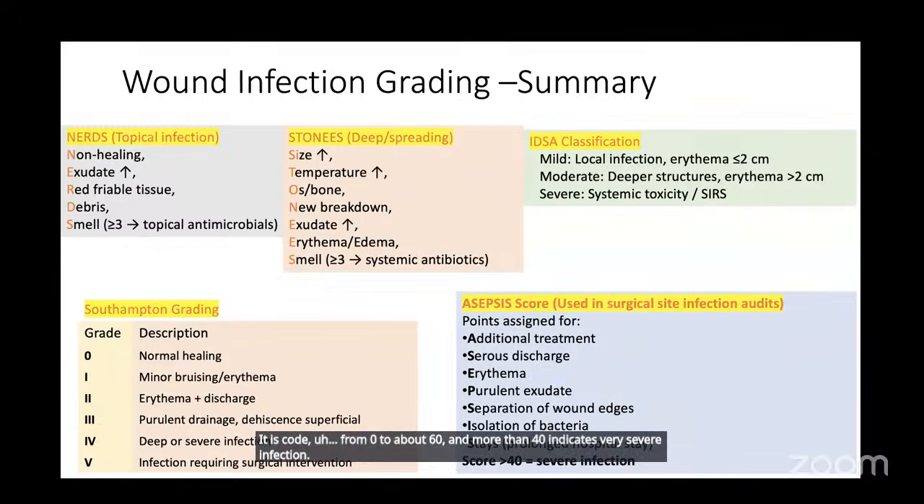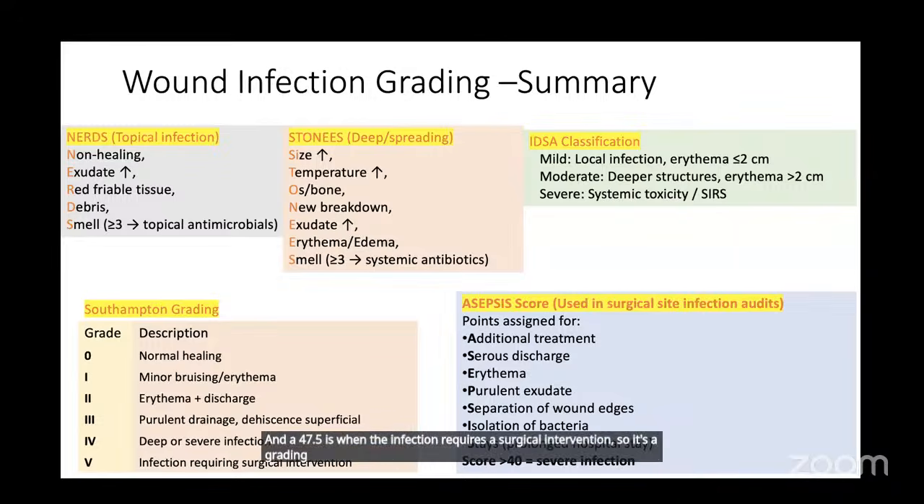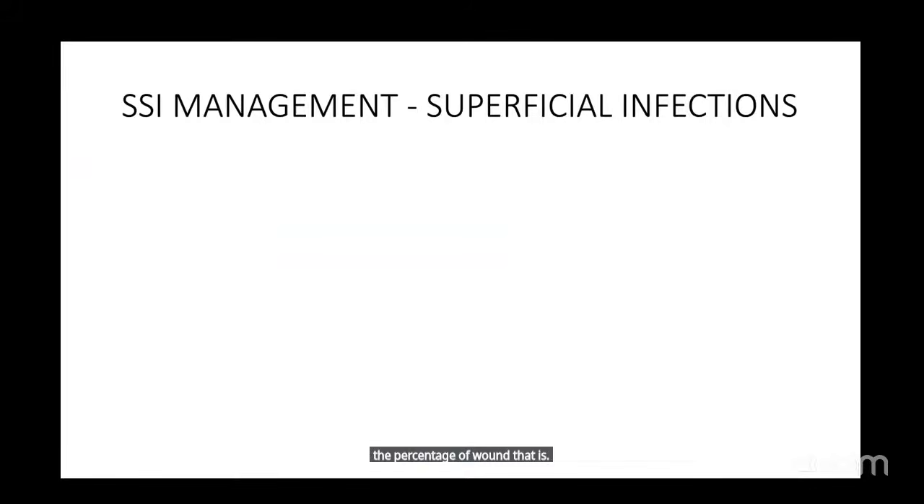The Southampton grading again is a grading system that can be done on a daily basis. The wound is graded from 0 to 5, where 0 is normal healing, 4 is deep or severe infection, and 5 is when the infection requires a surgical intervention. So it's a grading actually, and each of these in turn is again graded as A, B, C, D, depending upon the percentage of wound that is affected.